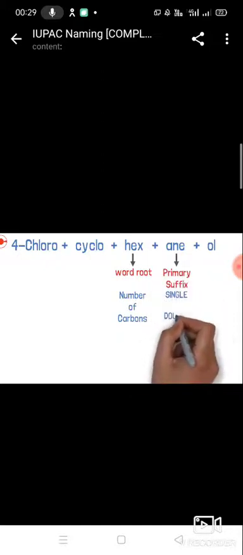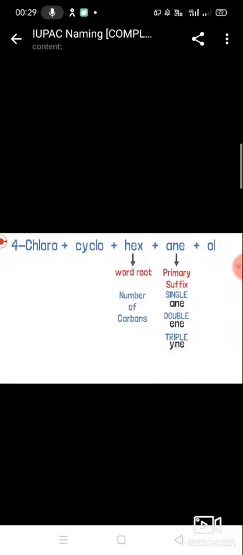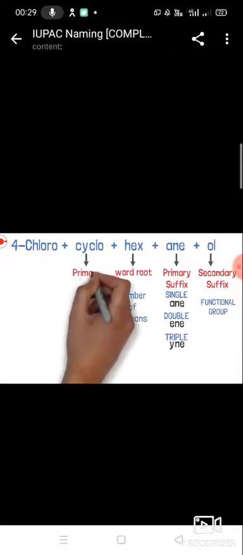ANE shows the primary suffix, whether it is an alkane, alkene or alkyne: single, double or triple bond. OL shows that it is a secondary suffix, and it is very important to give the number for the particular compound, and that's a functional group. So the name ends with the functional group word.